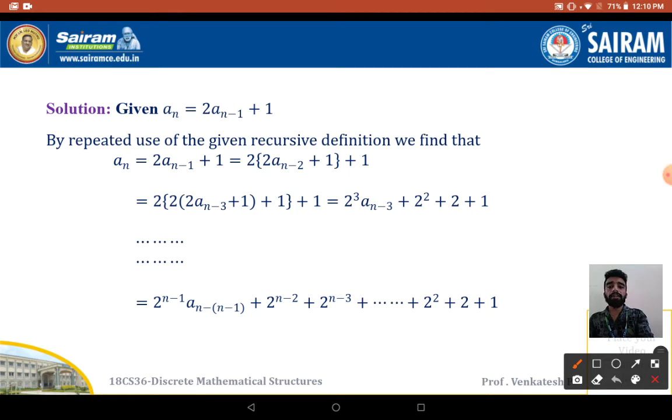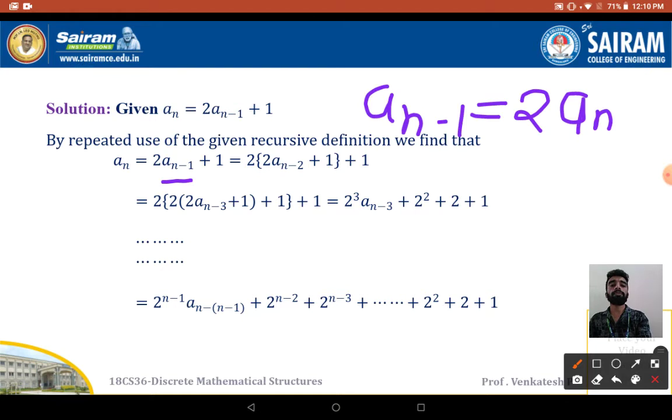Now I want to find the value of a_{n-1} from this equation. So in this equation, I am going to replace n with n-1. So I will get a_{n-1} = 2a_{n-2} + 1, right? I just replaced n with n-1 in this equation. So I got the value of a_{n-1}. Now I am going to substitute this a_{n-1} value here. So I get 2 times (2a_{n-2} + 1), plus 1.